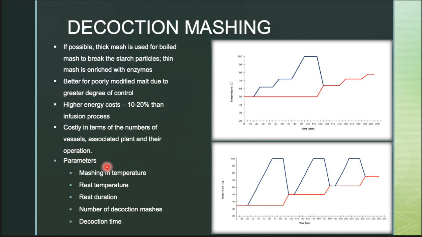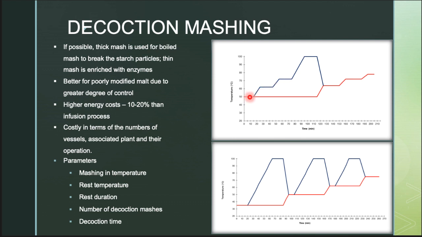The decoction process depends on various parameters such as mashing-in temperature, rest temperature, and rest duration. These three parameters are the same as in step infusion mashing. Two more parameters need to be considered: the number of decoction mashes and decoction time. Based on the number of boiled mashes, decoction mashing is termed single decoction, double decoction, or triple decoction.